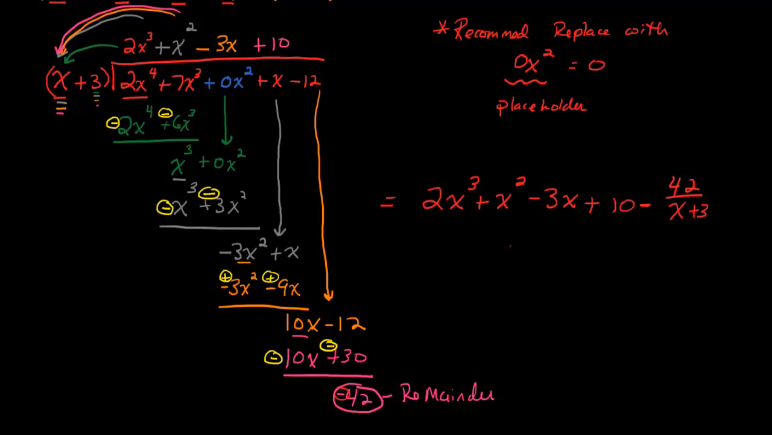So this was a little bit more of a long drawn out question. However, we did have to replace that value of 0x squared. It makes this much easier to understand. So now let us go ahead and continue with our next example.